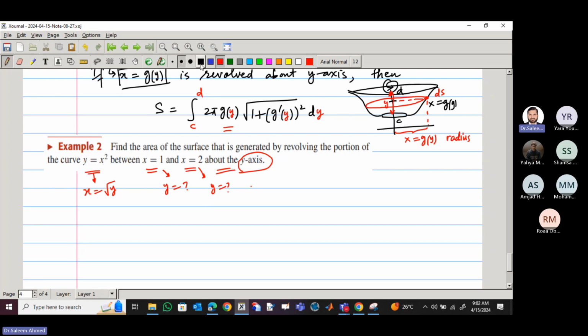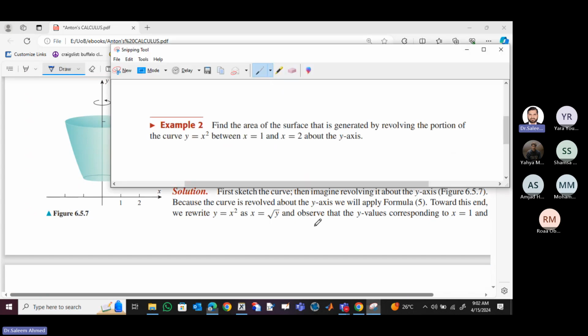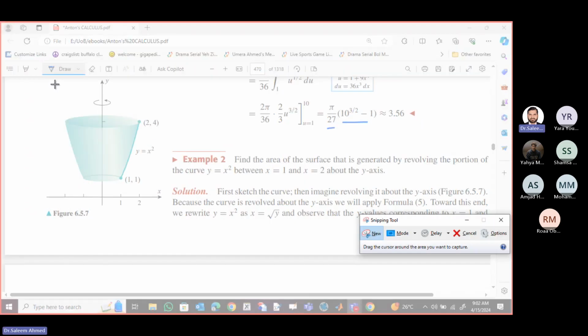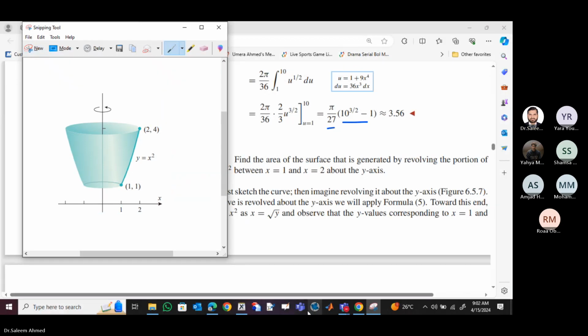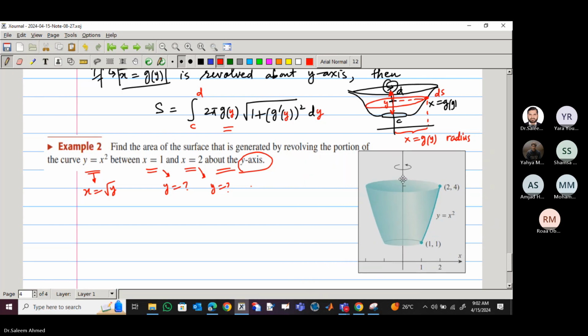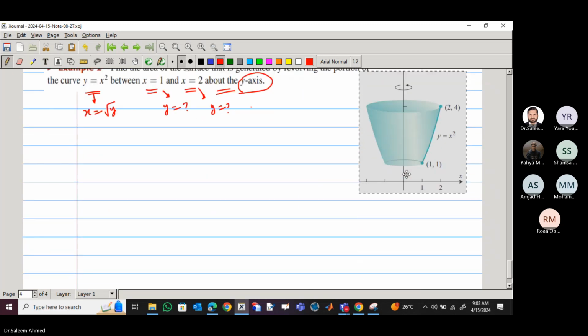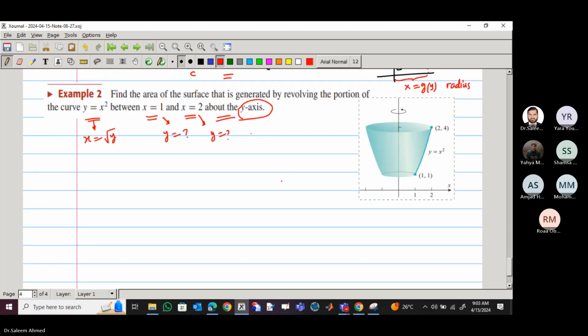If you want, I can copy the figure as well, because the figure also helps us a lot in understanding things. So now we are rotating about the y-axis.